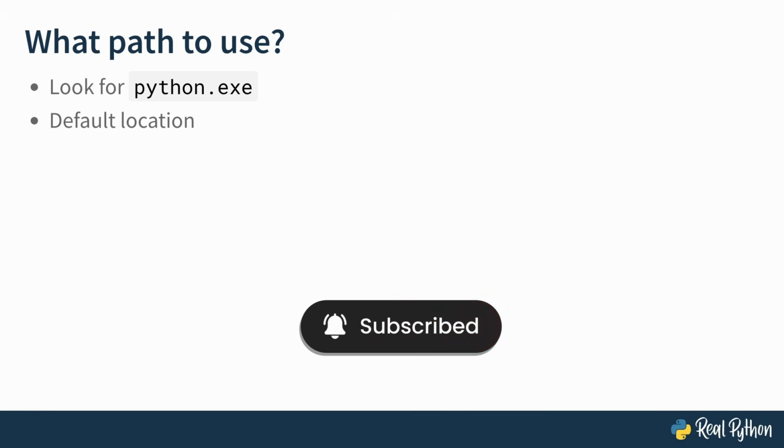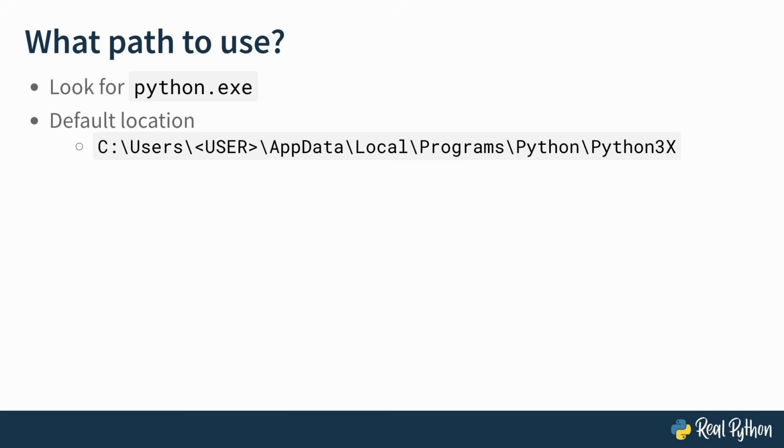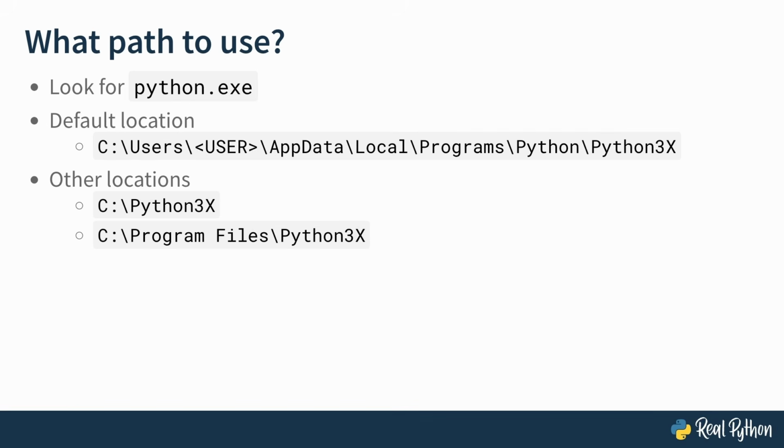When you use the default settings in the official installer, the location it's going to be saved to is inside of your user folder, AppData, Local, Programs, Python, and then Python3x, where 3x is the version of Python that you installed. So I have Python 3.13, and I'd be looking for Python313. Some other locations you could try would be in the C drive, Python3x, or inside of Program Files. Those would only be for if you installed Python for all users on your computer.